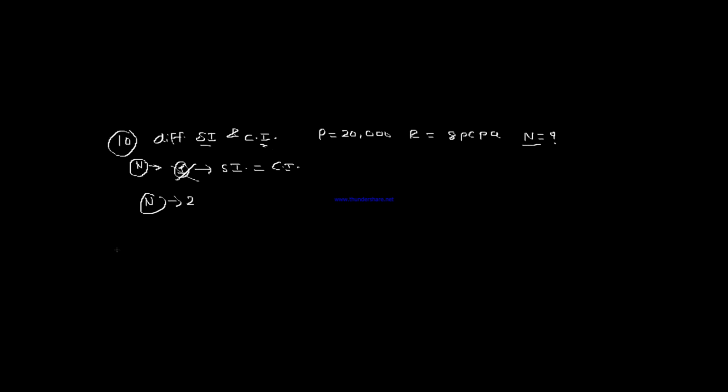Obviously you know there is increment, so CI will always be greater than SI, but here the number of years that we are going to assume is nothing but 2. Why 2? Because after 1 year SI and CI both will be same. The actual effect of compounding can be seen from the second year. So we will take n as 2. So let's first find out the difficult one.